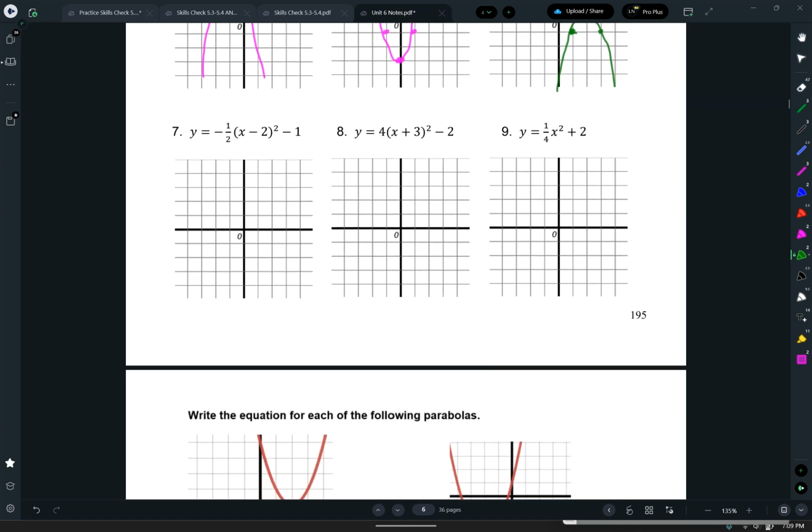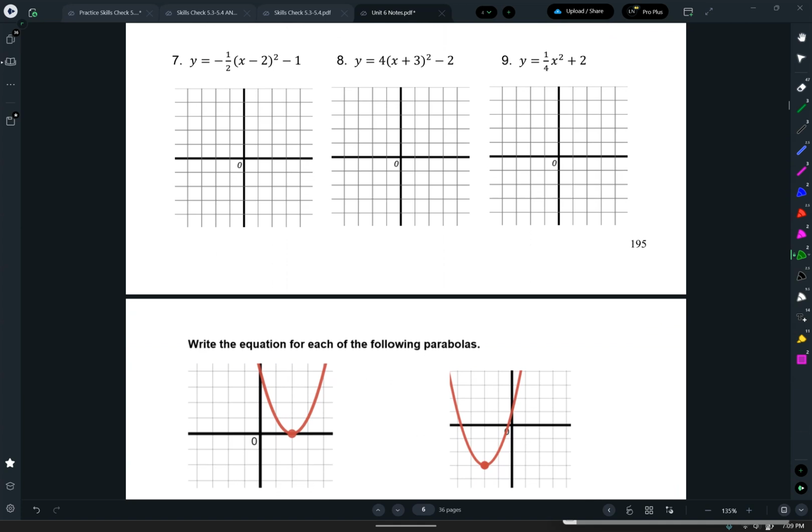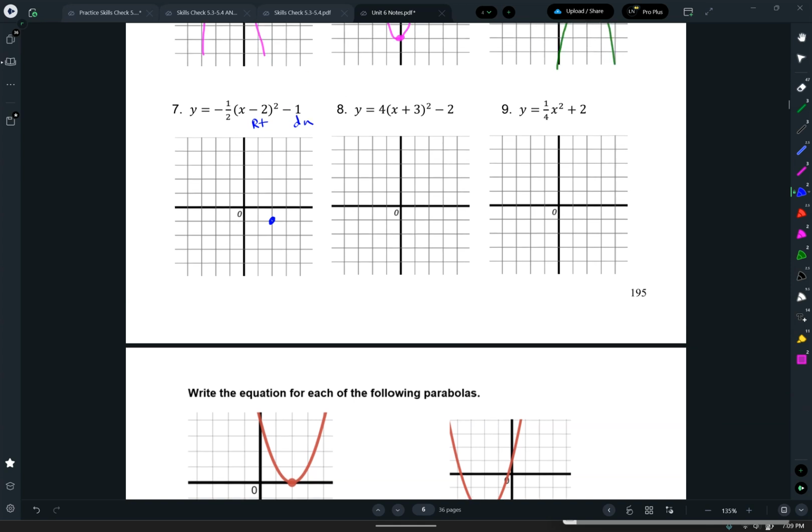Okay. So look at number 7. I always do the shifting part first. I always shift it first, and then I use that slope number to determine how wide or how narrow it's going to be. All right, so I'm going to go 2 units to the right, and at the same time, 1 unit down. So 2 to the right, 1 down. That's my vertex. So something to keep in mind is the H number and the K number are the ones that determine your vertex. That's what moves it left, right, or up, down.